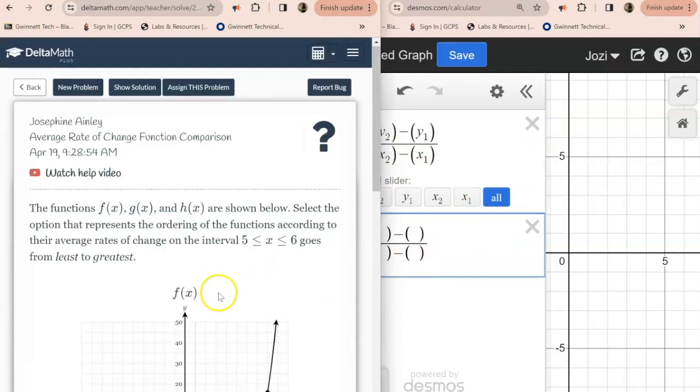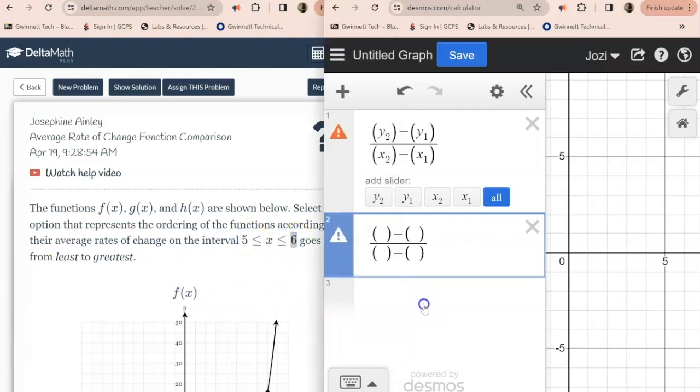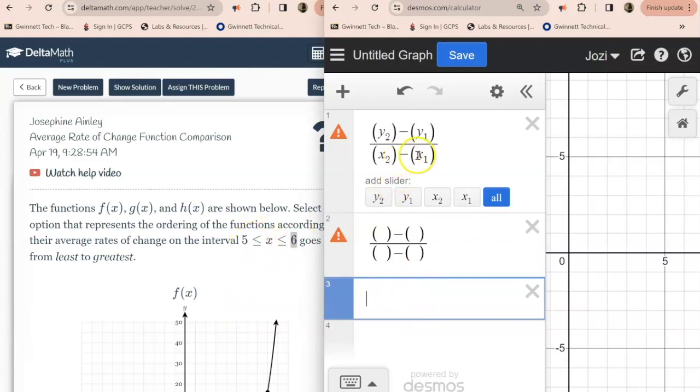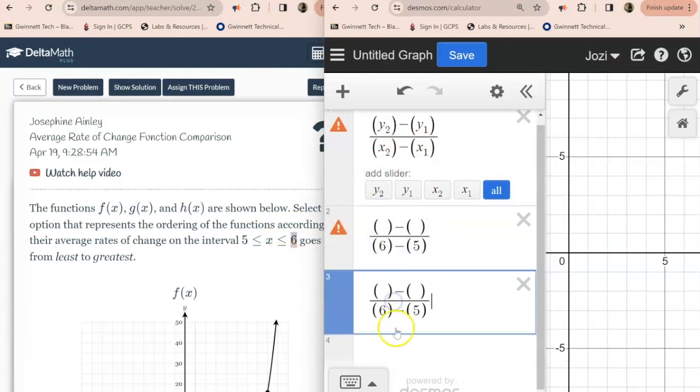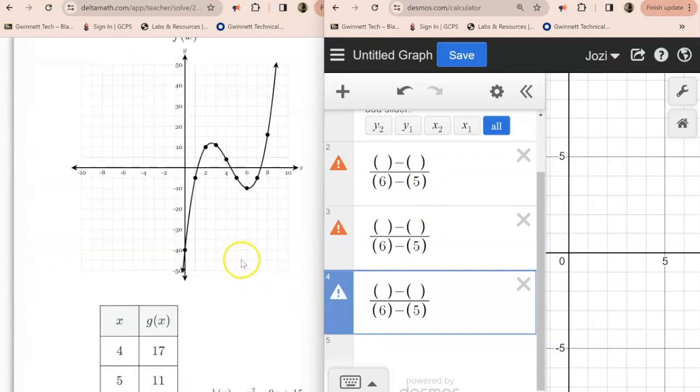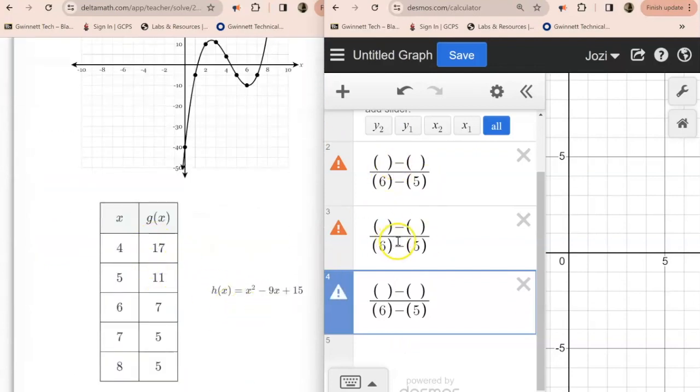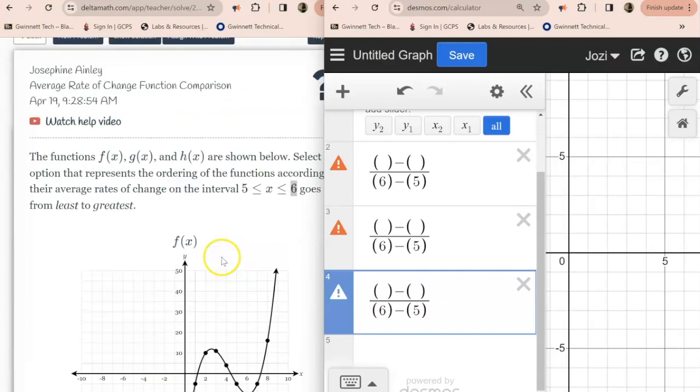All right, let's go read this question. The average rates of change from the interval below. What letter is this? X. So this is the first X, and this is the second X. Let's go put those in. First X is 5, bottom right. Second X is 6, bottom left. So that's my X values for all three. I'm going to have three answers, right? Graph, I'll do F, then G, then H. So graph, table, equation.